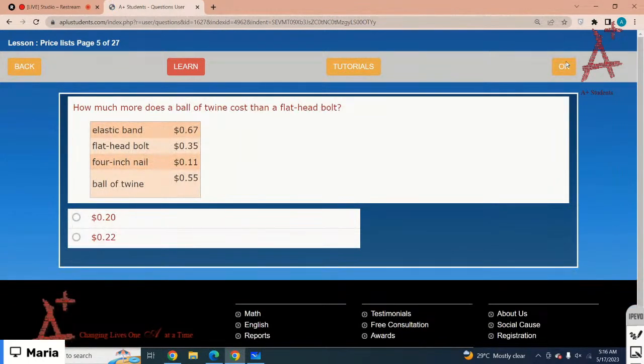How much more does a ball of twine cost than a flat-headed bolt? So which is the correct option? Just subtract both the values. It would be 0.55 minus the flat-head bolt, which is 0.35. It would be 0.20. That means a ball of twine costs $0.20 more than a flat-head bolt. Got it?